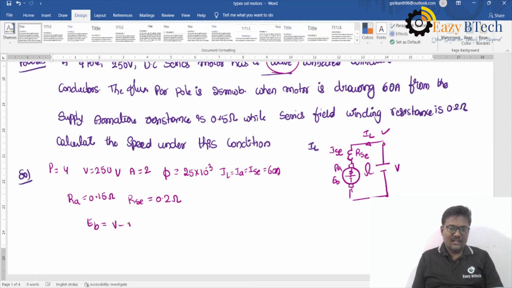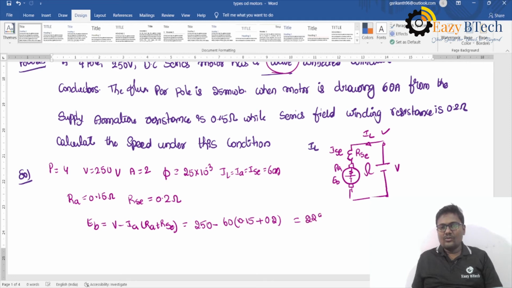First, EB is equal to V minus IA into RA plus RSC. So what is V now? 250 minus IA, IA is 60, into RA 0.15 plus 0.2. So I get it as 229 volts.